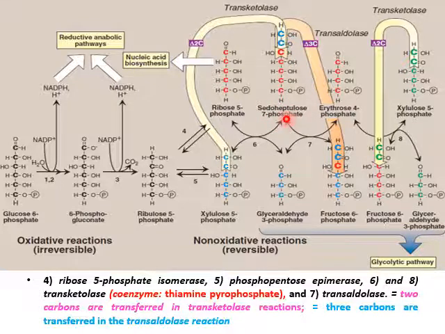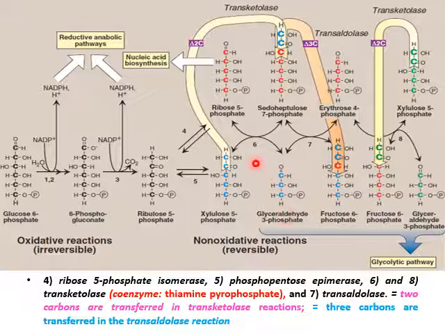Now this reaction is catalyzed by the enzyme called transketolase, and this transketolase enzyme uses the coenzyme thiamine pyrophosphate, which is also called vitamin B1. So in reaction number 6, when xylulose 5-phosphate transfers its 2 carbons to ribose 5-phosphate and forms pseudoheptulose phosphate, then it is left with 3 carbons. So this 3-carbon structure now acts as glyceraldehyde 3-phosphate.